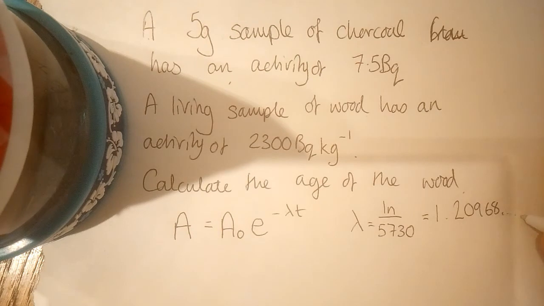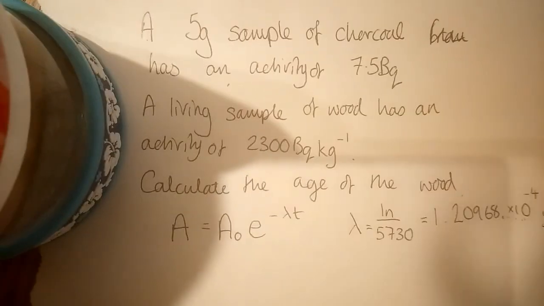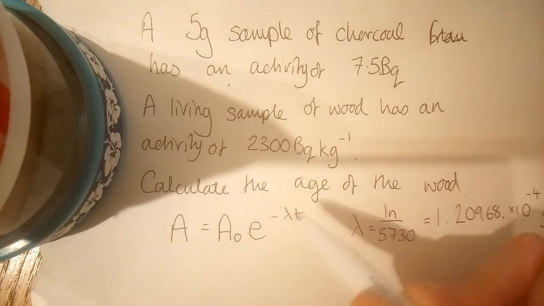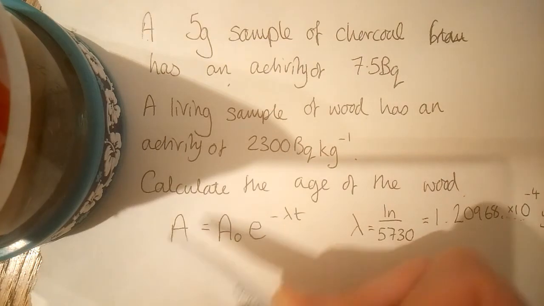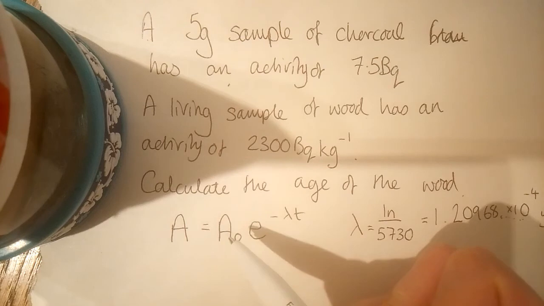If you have a look at that, it turns out to be 1.20968, and it keeps on going. So I'm going to put that in my calculator, and it's times 10 to the minus 4, and that's per year. Because we put the half-life in years, the decay constant comes out as per year. So we've got that bit. Now we know what the activity is now. The only thing that we've got to calculate is the activity at the start.